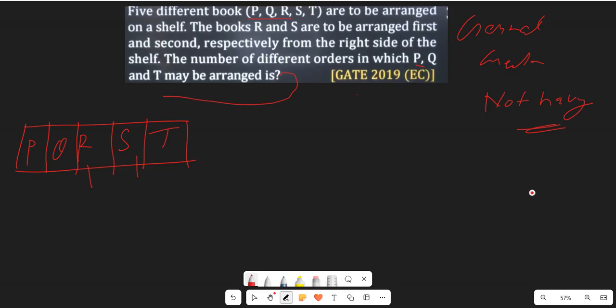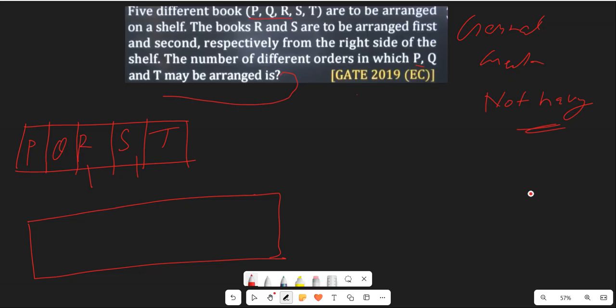So, P, Q, R, S and T are five different books on a shelf. The books R and S are to be arranged first and second. Suppose that this is the shelf, and this is the right side of the shelf.